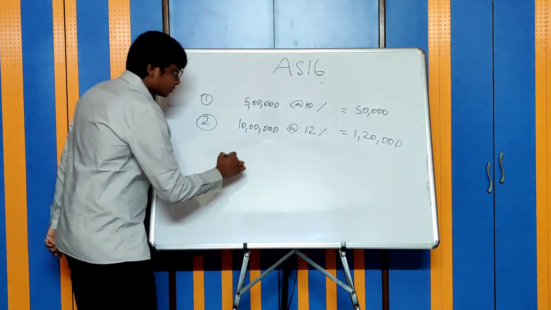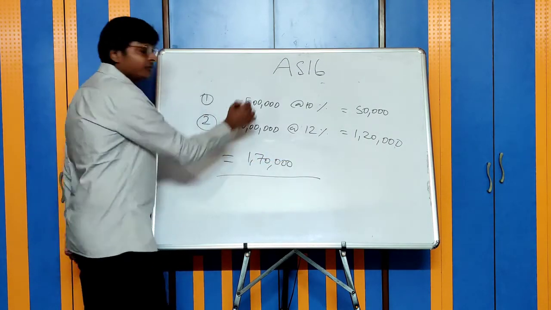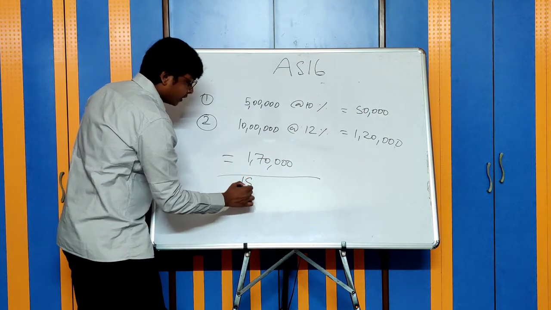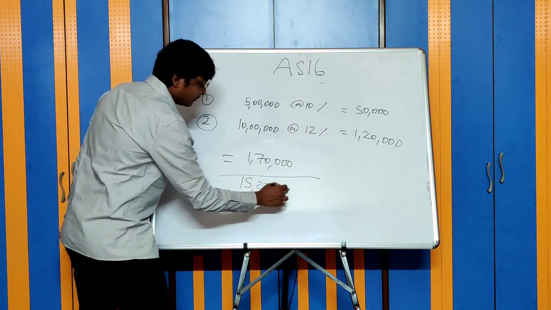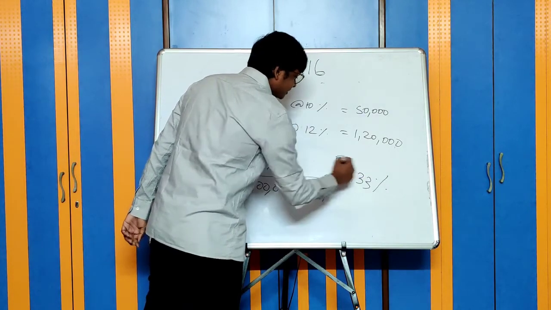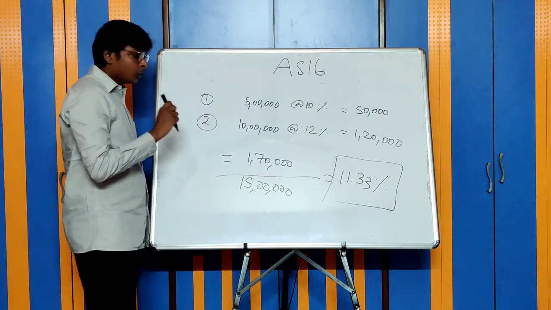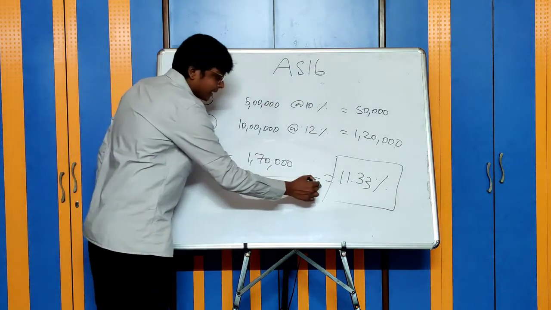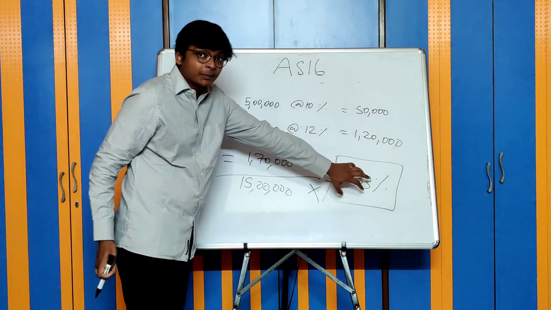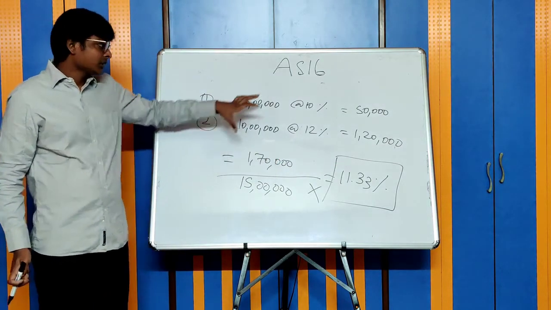Total interest, 1,70,000, incurred for a total loan of 15 lakhs. Find the percentage, which comes to 11.33%. This will be your weighted average cost of borrowing. What you will do is multiply 15 lakhs with 11.33%. You will get 1,70,000, which is your interest.